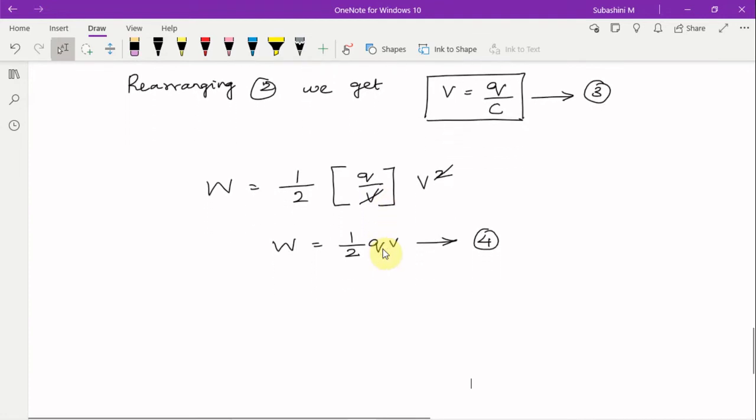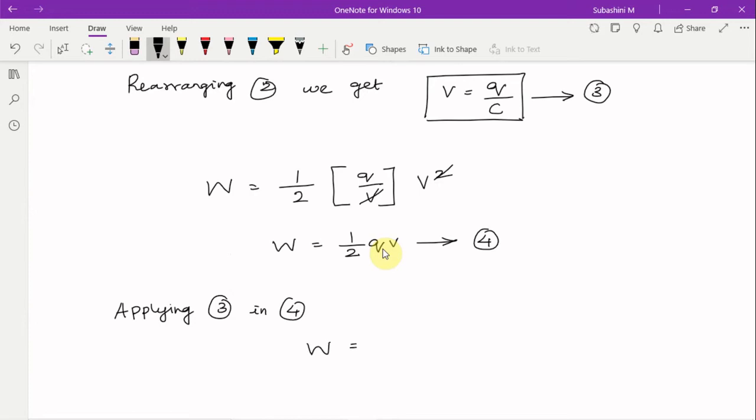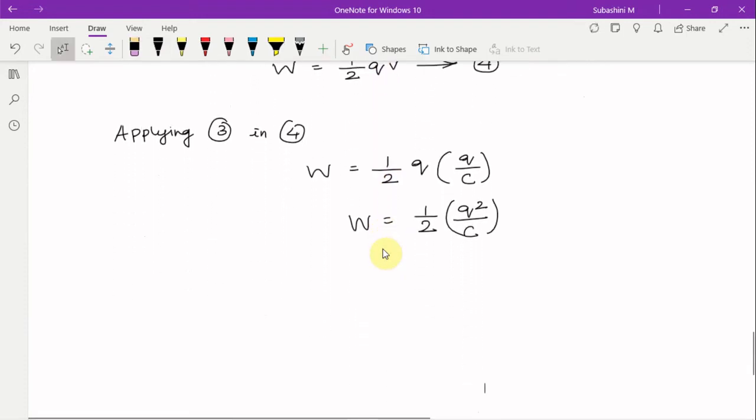So now applying equation number 3 in 4, what will we get? W is equal to 1 by 2 Q into Q divided by C. So now W is equal to 1 by 2 Q square by C. This is the equation we now get for the expression.